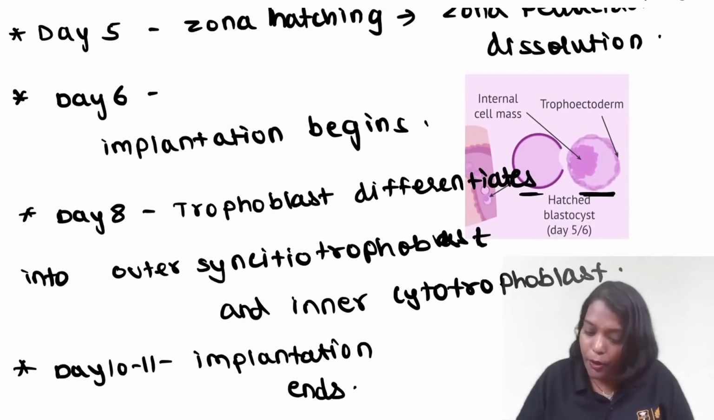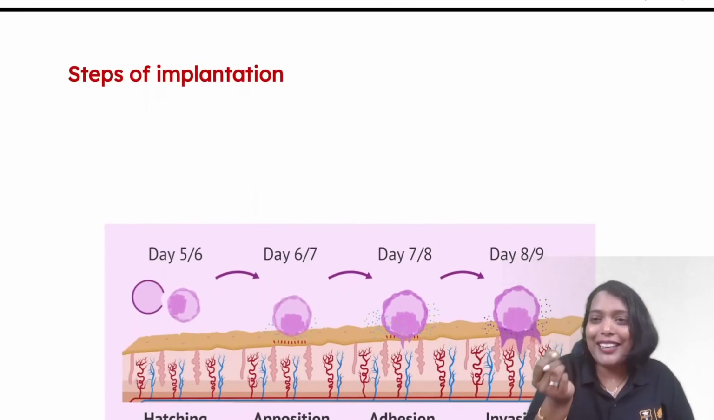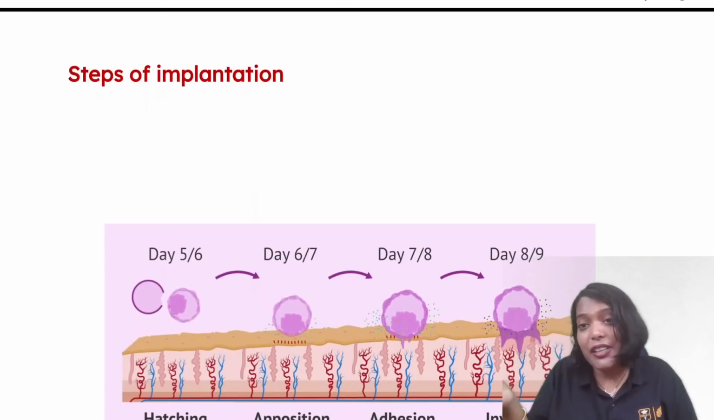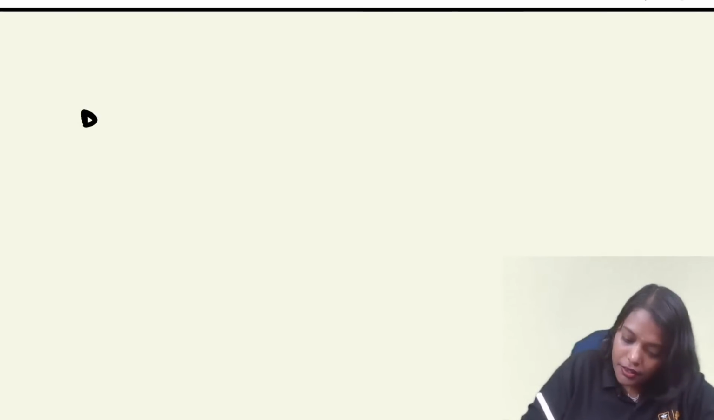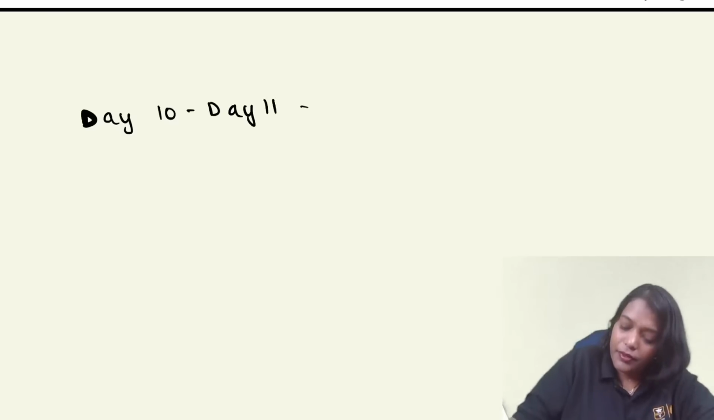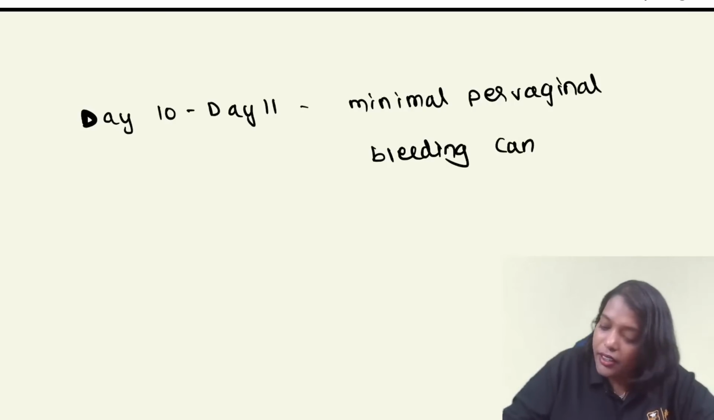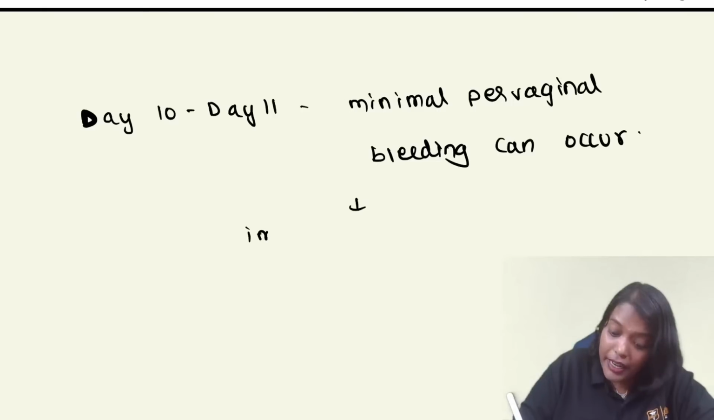Now one more point you have here. So at the time of implantation, you will have some amount of minimal pervaginal bleeding, and that minimal pervaginal bleeding is called as implantation bleeding, which is completely physiological and not to be worried. But this can act as a differential diagnosis. So what I'm trying to say here is, day 10 to day 11, minimal pervaginal bleeding can occur. And this we call it as implantation bleeding.